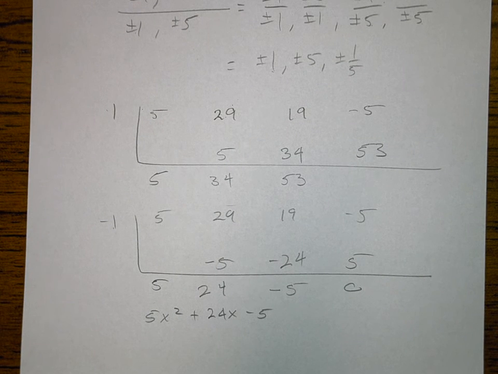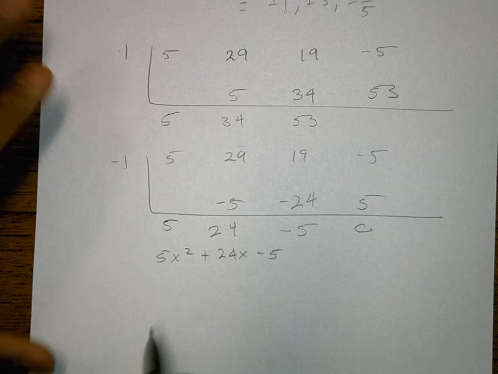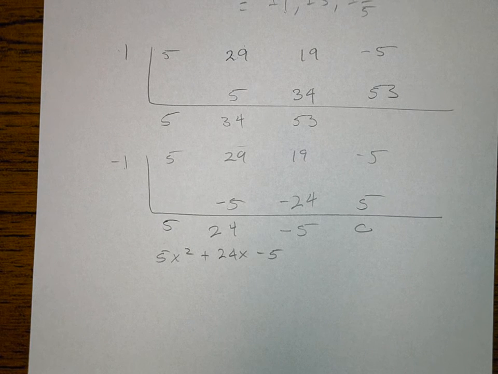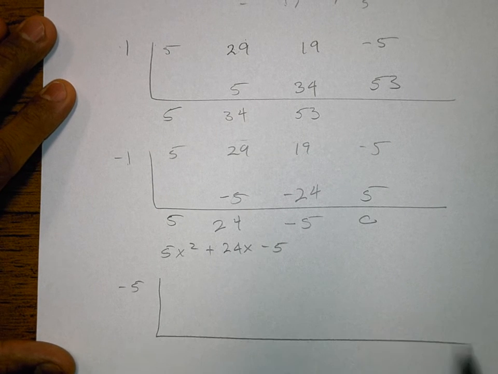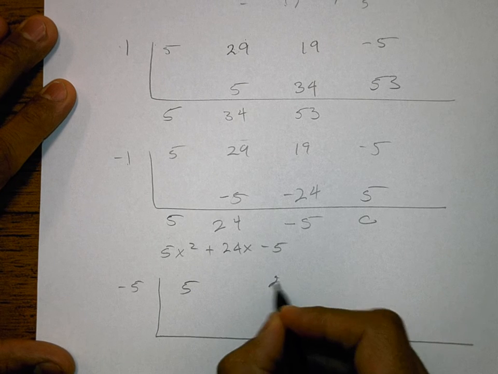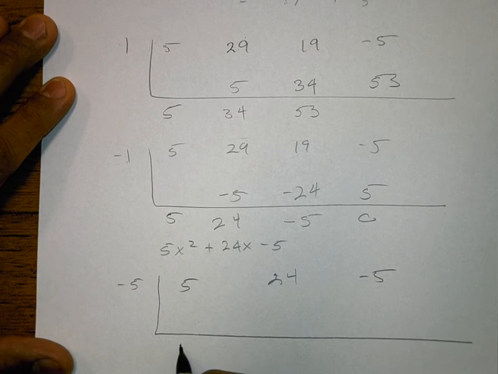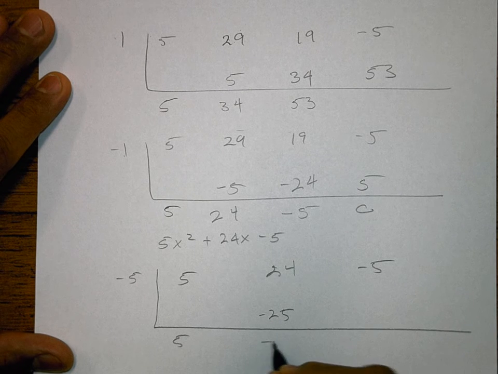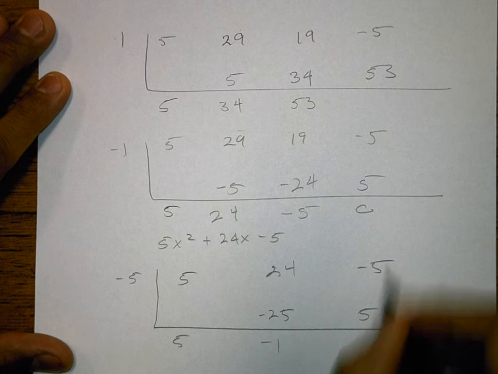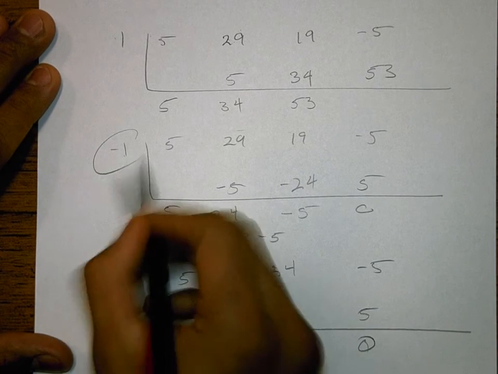So I could go ahead and just pop that into the quadratic formula, but I'm going to go ahead and use synthetic division one more time with that. So I'm going to try negative 5. With those coefficients, 5, 24, and negative 5, bring it down. Multiply, so that's negative 25, that's negative 1, multiply, and that's 0. So 0 and negative 5 work.